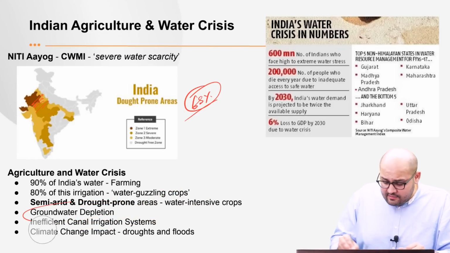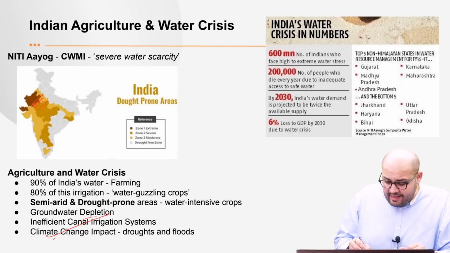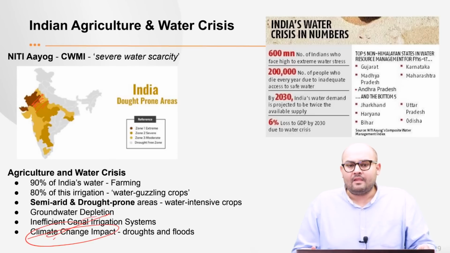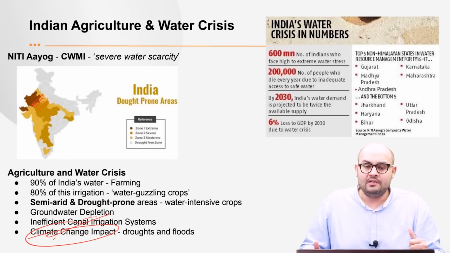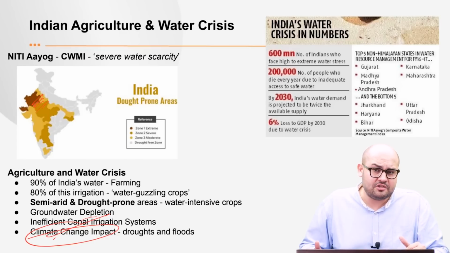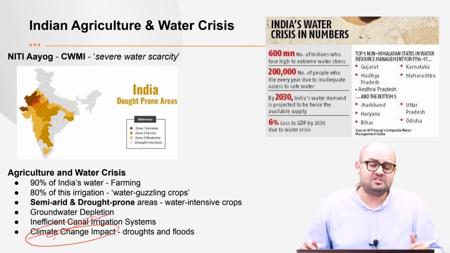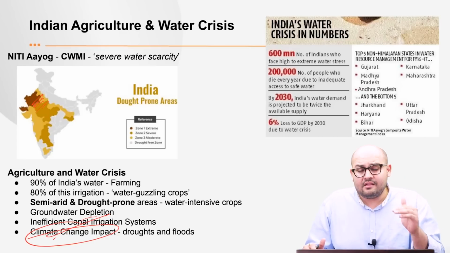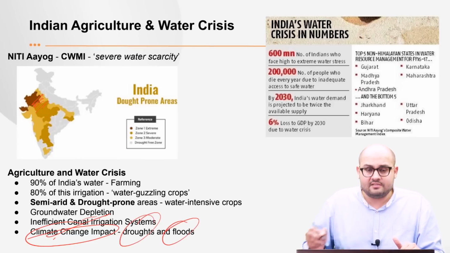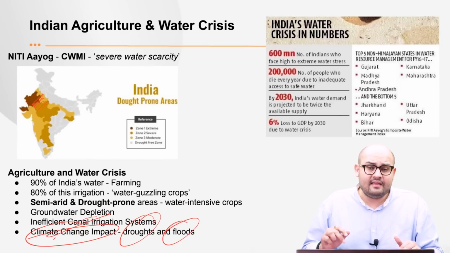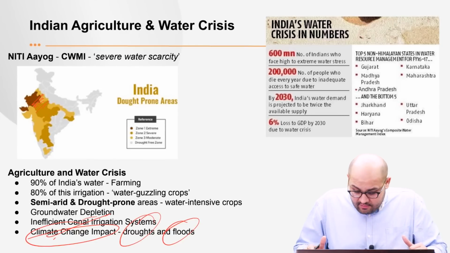Next, what we see is that there has been a significant climate change impact. See, over the decades, we are witnessing human-induced climate change. There has been an increase in greenhouse gas emissions and a rise in the average temperatures. And this is increasing the intensity and the frequency of droughts and floods. And that is affecting the water usage in Indian agriculture, right?